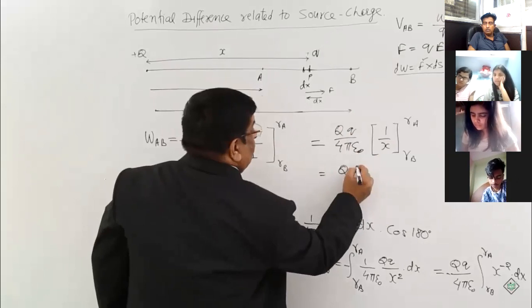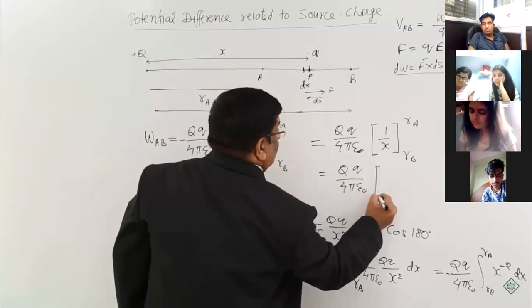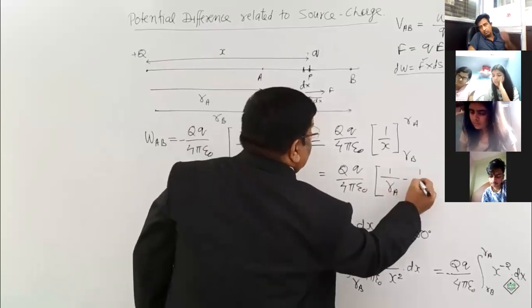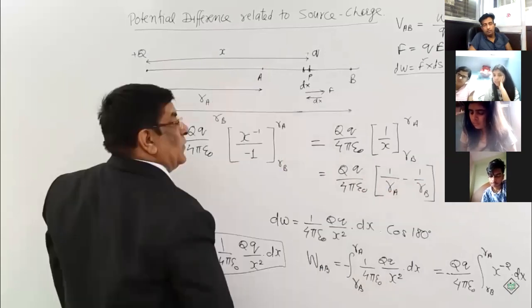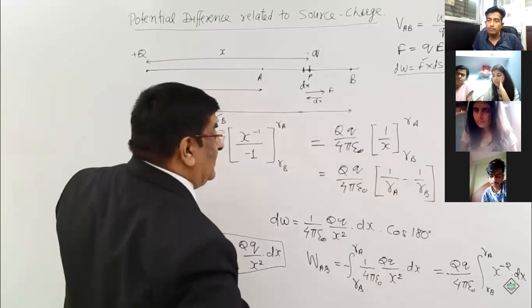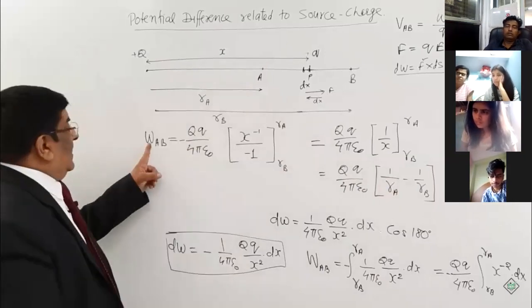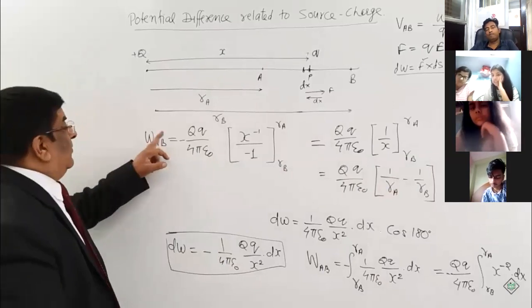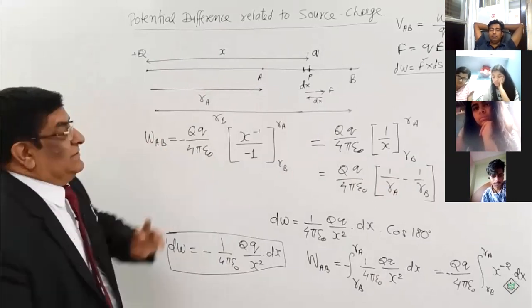Q upon 4 pi epsilon naught, this is 1 upon RA minus 1 upon RB. Okay. So what we are doing, we are calculating work done from B to A. Always remember, this is up to. From B to A, the work done is this.